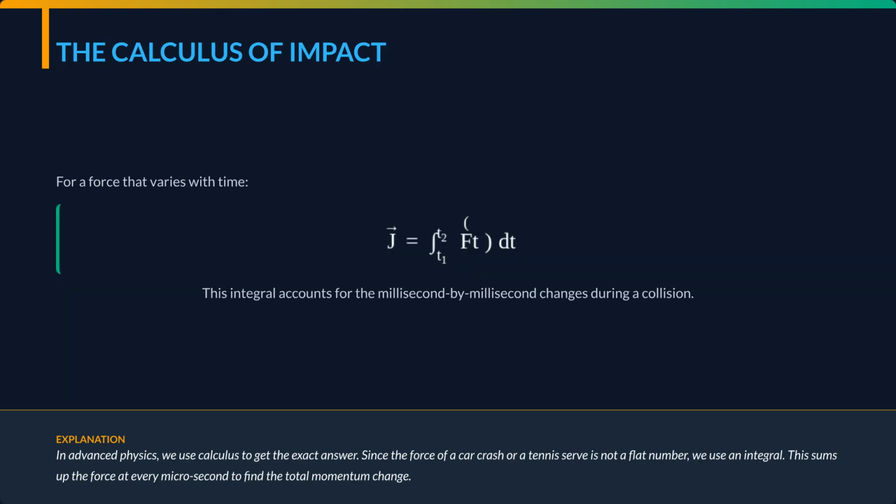For forces that vary with time, we use calculus to find the exact impulse. The integral of force over time sums up millisecond by millisecond changes during a collision to find the total momentum change.